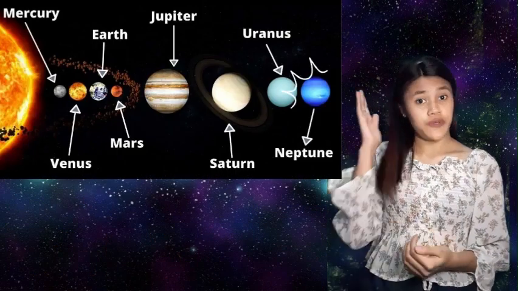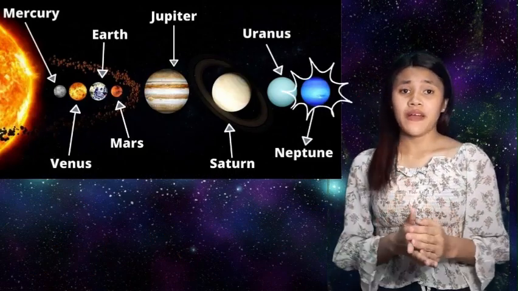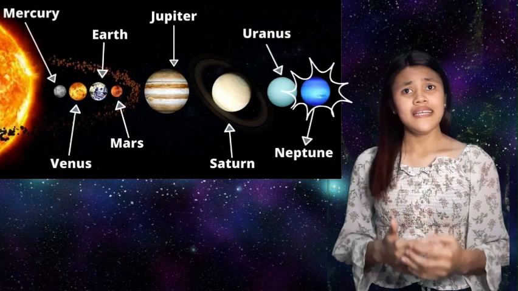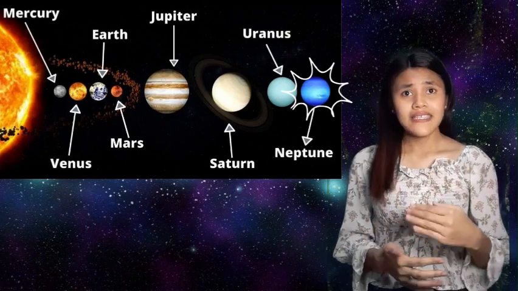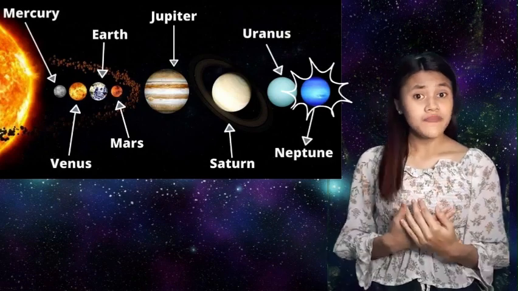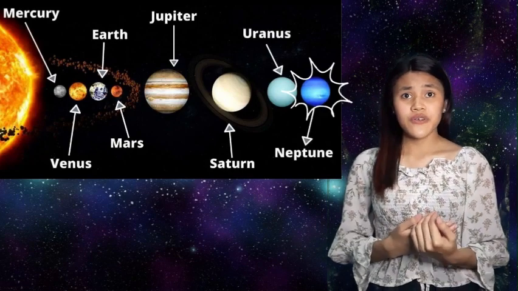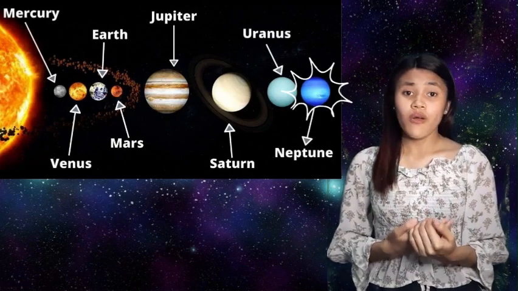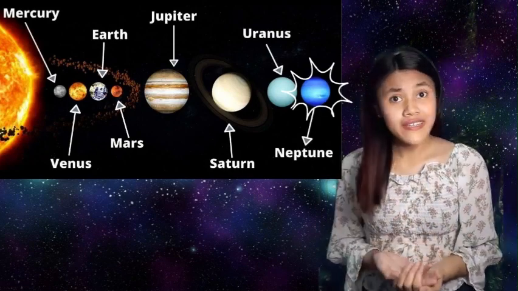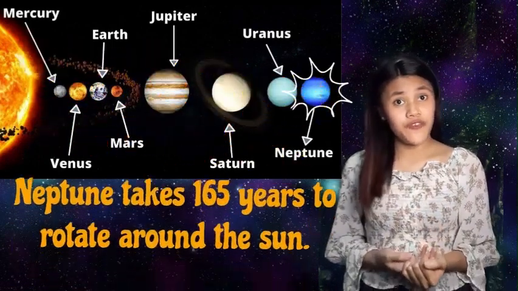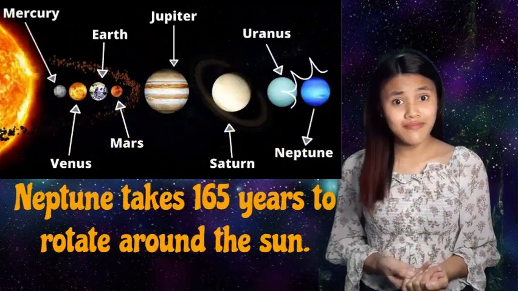Here is Neptune, the farthest planet from the Sun. It is the coldest planet as it is very far from the Sun. Its time to revolve around the Sun is also the longest. Imagine, it takes 165 years to go around the Sun. That's true. You have done such an amazing job with me today.